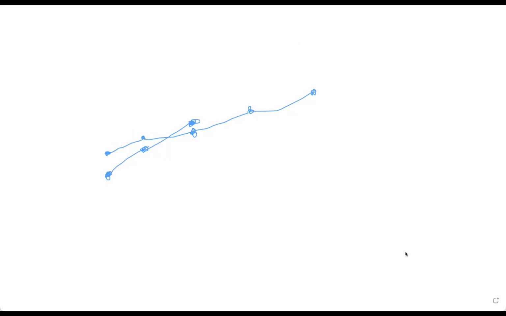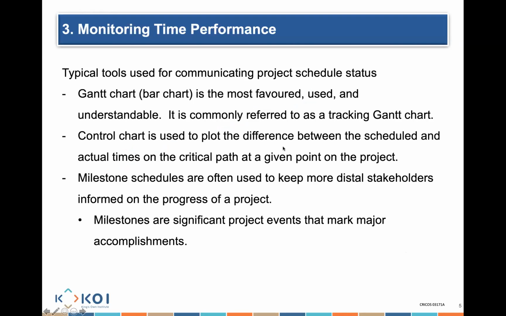So what it is really used for is to plot the difference between the scheduled and my actual times on the critical path at any given point in time. So if I'm looking at period 1, period 2, period 3, period 4, I'm always tracking the difference between what I was scheduled to be completing and what I'm actually completing, by looking at all of these various dots that I'll be able to look at.